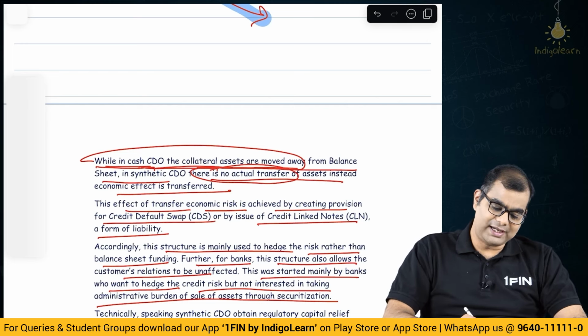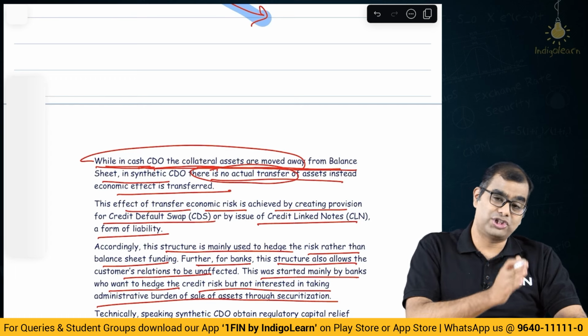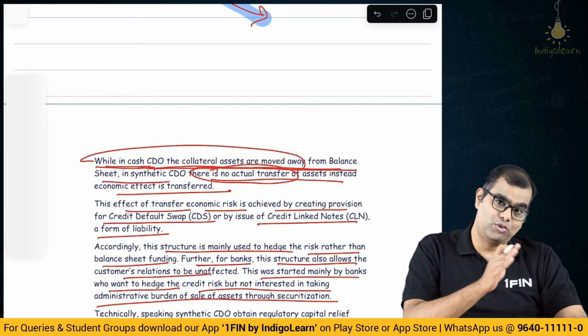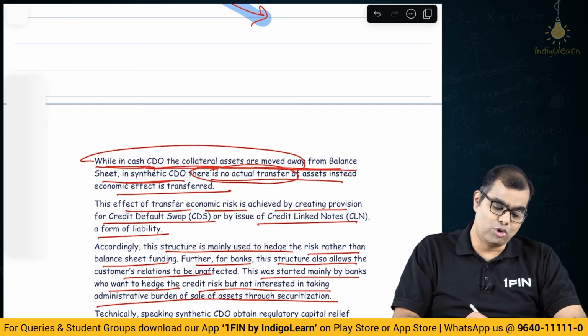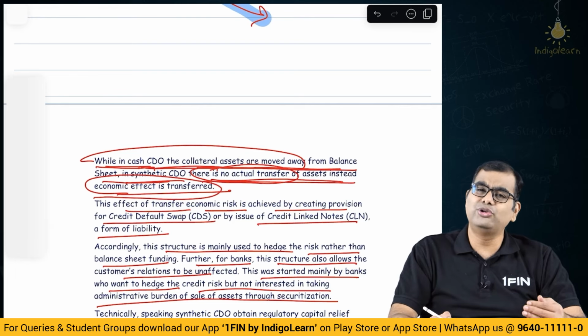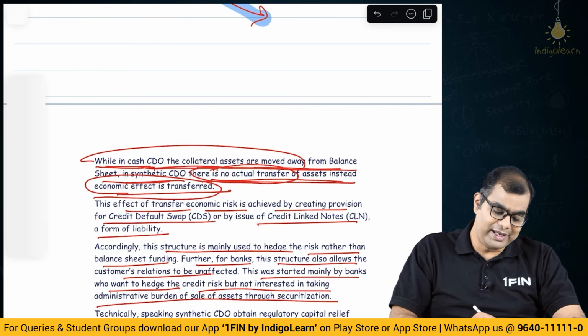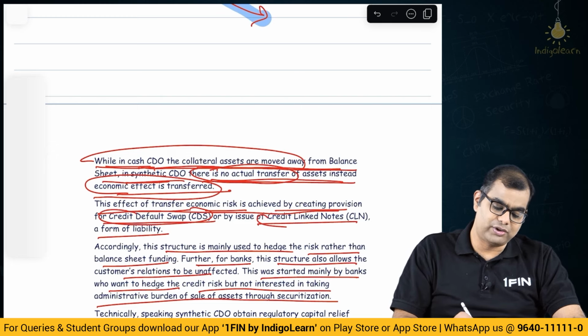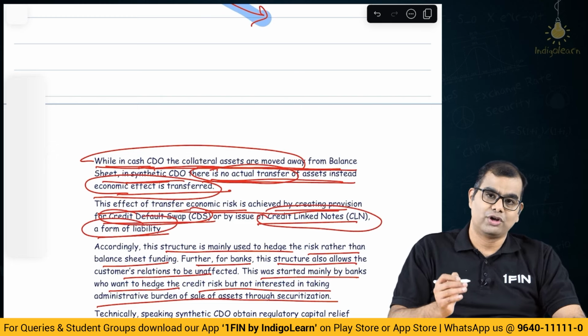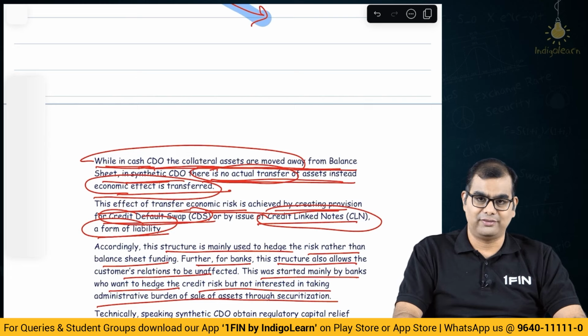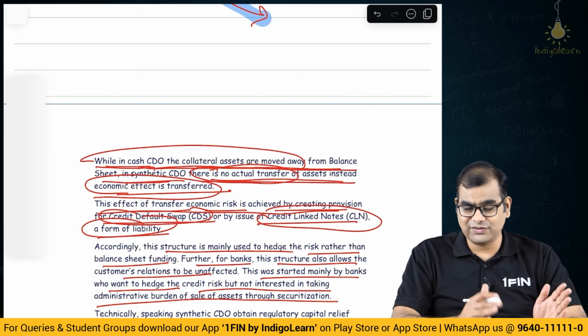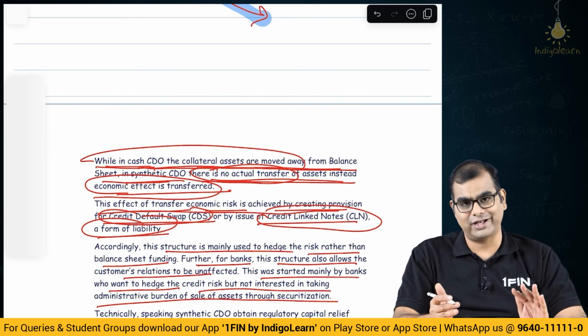In a cash CDO, collateral assets are moved from the balance sheet. The original assets, the loans, all of those are moved away from the balance sheet. In a synthetic CDO, there is no actual transfer of assets. Instead, only the economic effect is transferred. How do you just transfer an economic effect? By creating a provision for CDS or by issuing a credit linked note. So, basically, instead of transferring the loans, you issue only a credit linked note.